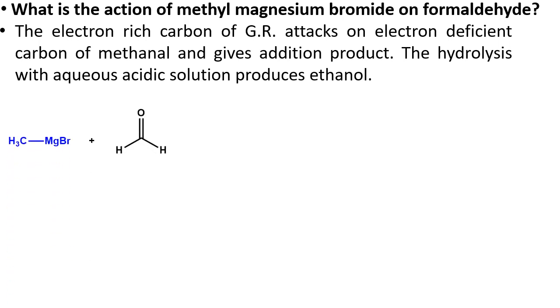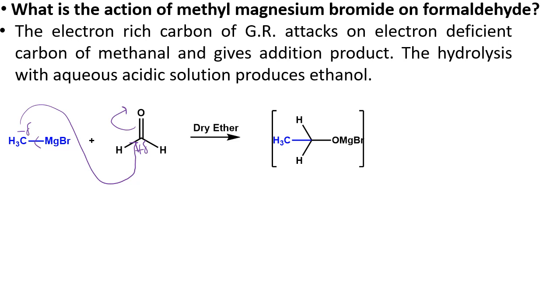Methyl magnesium bromide is CH3MgBr and formaldehyde is HCHO. Now the polarity, we know that this carbon is electron deficient, and in Grignard, the carbon which is connected to magnesium is electron rich in nature, and you can make that carbon attack on the other carbon, right? And when you make one, you break one. So we will write the product. On the arrow you will write dry ether and write the addition product.